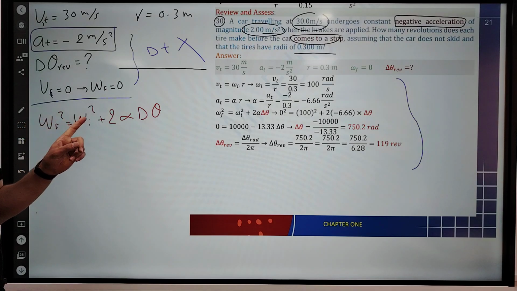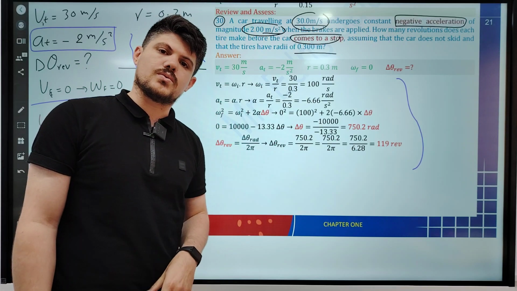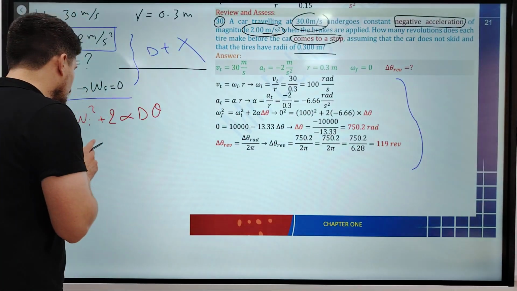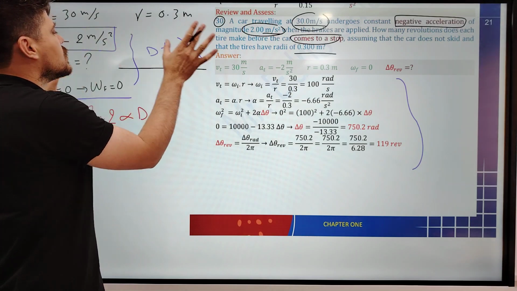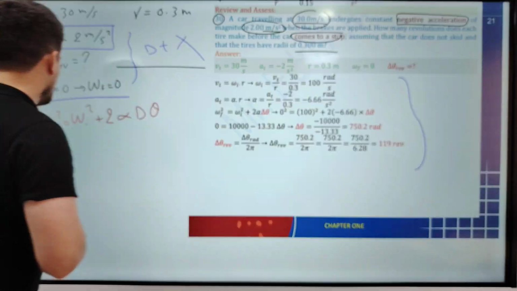When can this equation be used? If in the question the time is not given and not required to find it, okay? When time is not given in the question, and we are not asked to find it, okay?